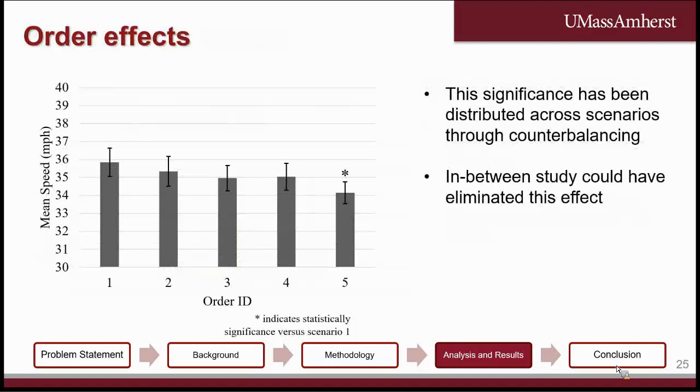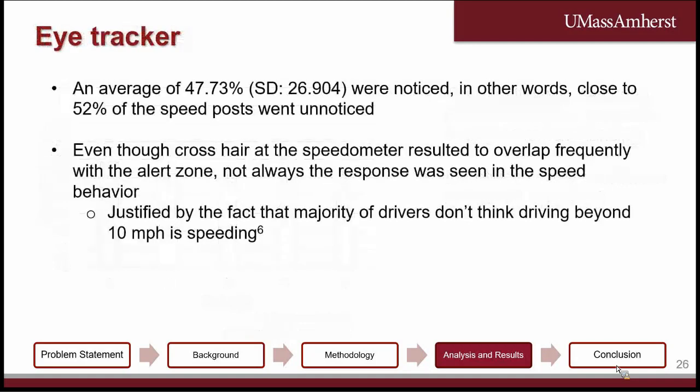The same was studied to see if there are any order effects, and this is the significance of the fifth order. The fifth drive of a participant had a less mean speed that was found significantly, but this significance has been distributed across all the scenarios through counterbalancing, as I had displayed in the form of a table a few slides ago.